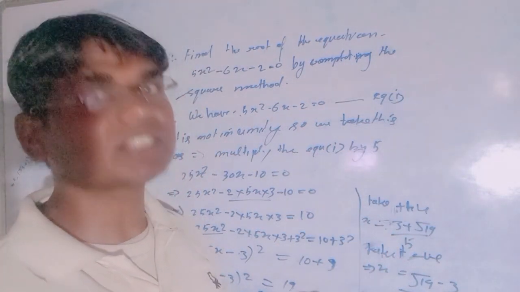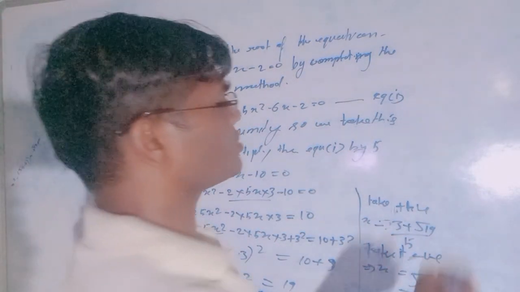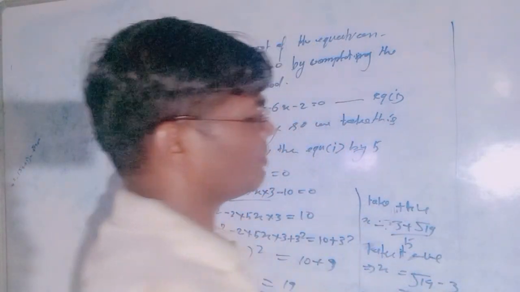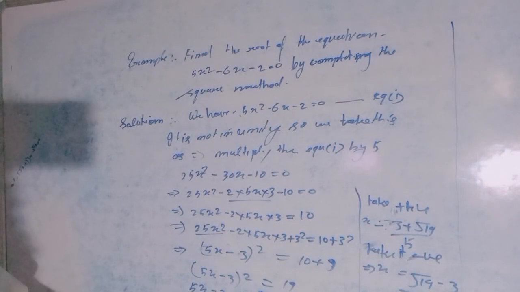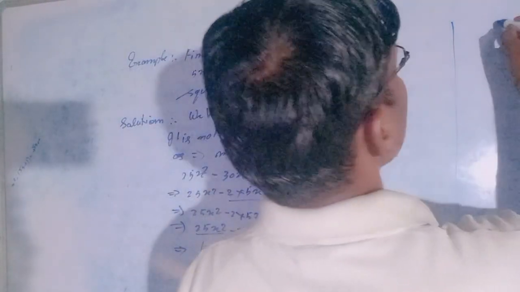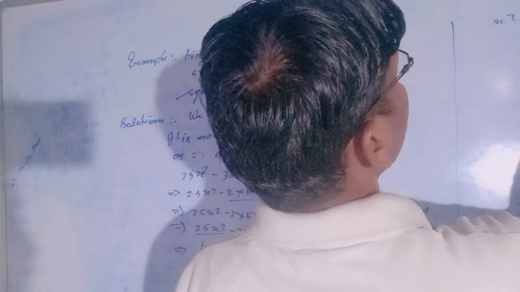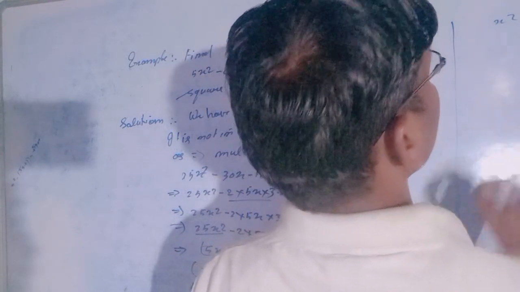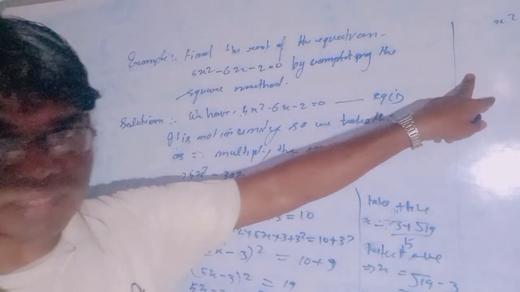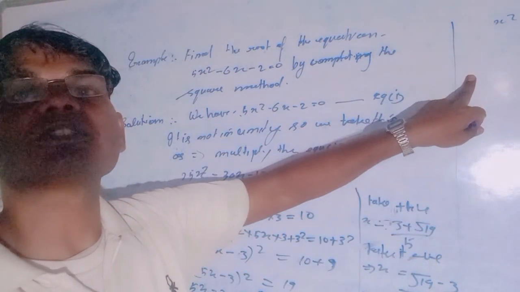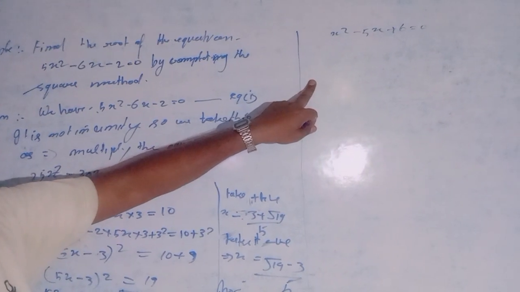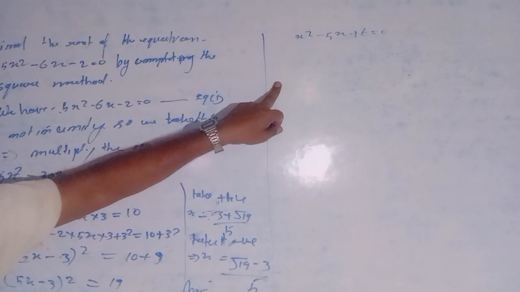So let's see some more examples here. We can solve these easily by the completing the square method. So let's say the example x square minus 5x plus 6 is equal to 0. This is a simple question, and these questions can be solved easily if you try it in a quick manner.